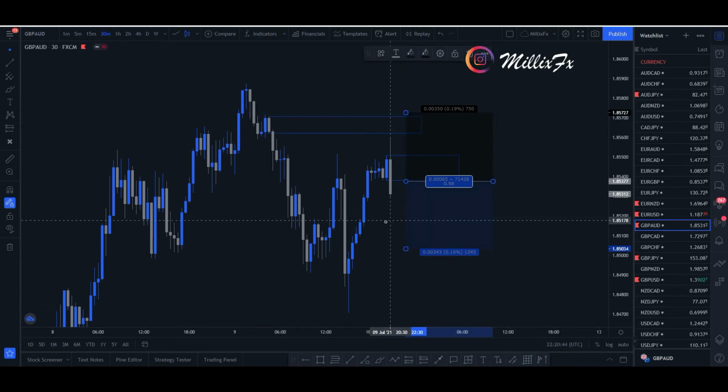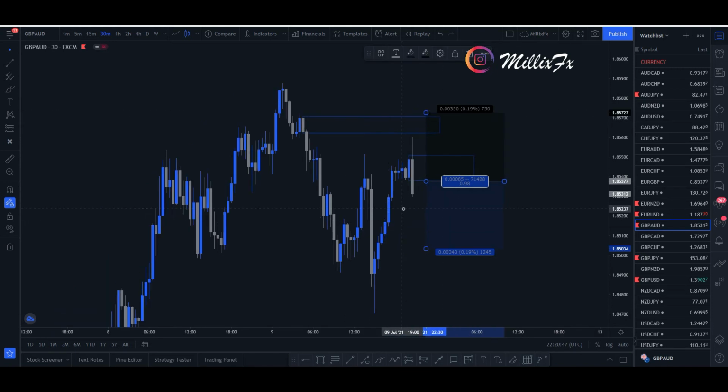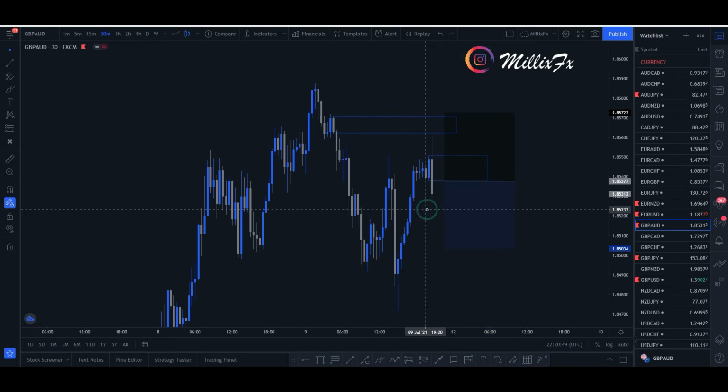35 pips, cannot miss anything. After all, I don't look at the pips, I look at the risk to reward ratio, what price is giving me. Then if I'm satisfied with it, I take it. So now let's shift back to the 2 hour time frame.